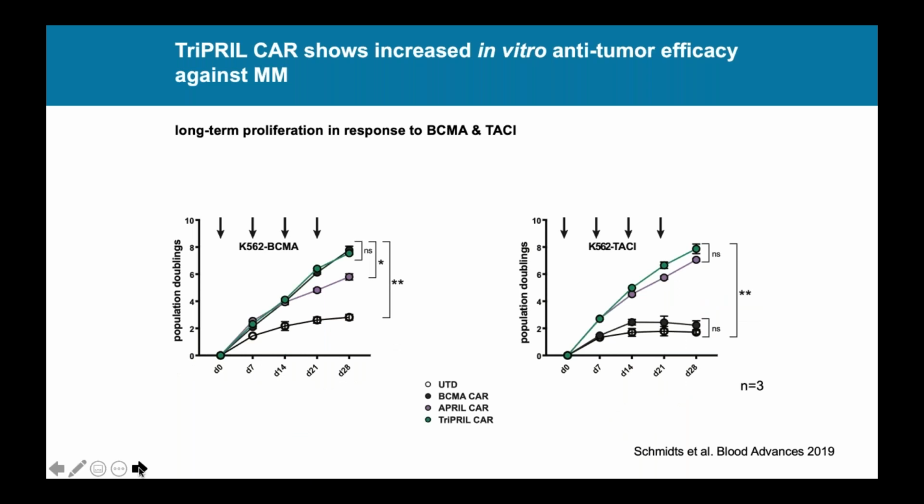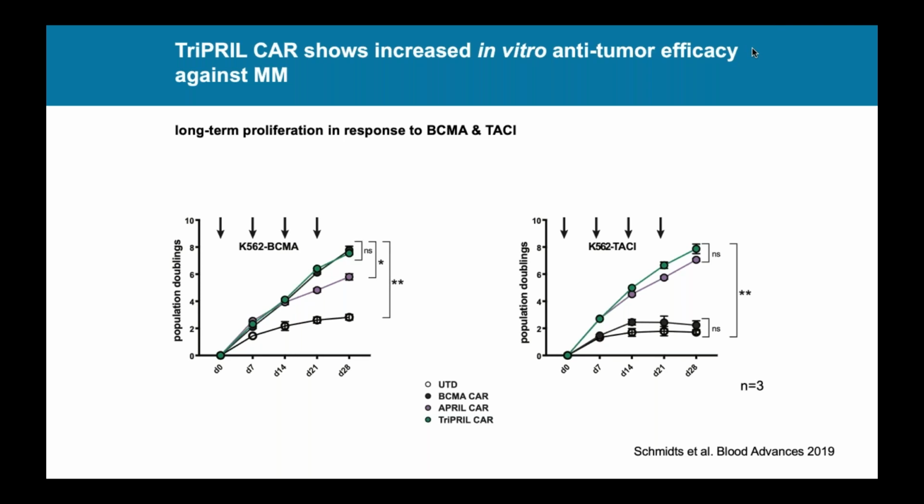And as a last part of our in vitro testing, we were also interested to measure the proliferative capacity of our CAR T populations. To do so, we performed weekly stimulation with KFF62 antigen presenting cells that either expressed BCMA or TACI and checked the growth of our CARs under these stimulations. So when stimulating with BCMA positive targets, we noticed that the BCMA CAR and the TRIPRO CAR grew logarithmically over 4 weeks, while the APRIL CAR initially also grew logarithmically, but then started tapering after week two.